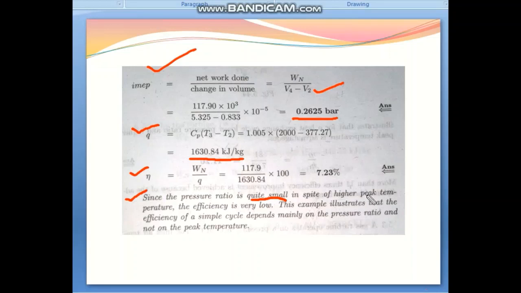In spite of the higher peak temperature, the efficiency is very low. This example shows that the efficiency of a simple cycle depends mainly on the pressure ratio and not on the peak temperature.